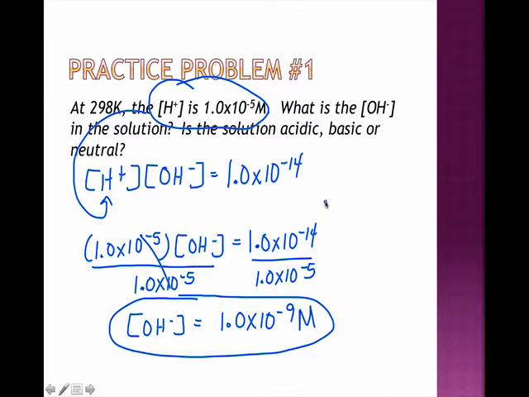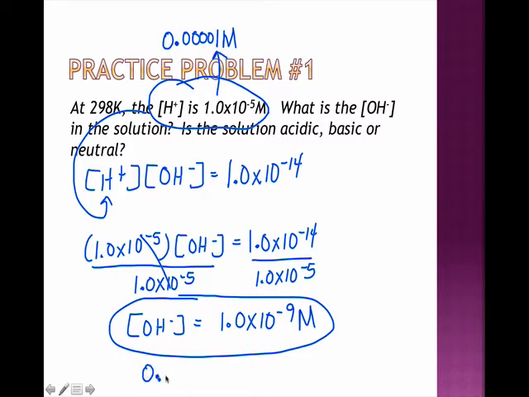Well, a lot of people look at these two numbers because I have to compare which one is bigger. A lot of people pick this one because 9 is bigger than 5. But you need to remember that we're dealing with negative exponents. So if I were to rewrite these, the hydrogen ion concentration would look like this. 1, 2, 3, 4, 5. That's what it would look like if I were to write it out in decimal form.